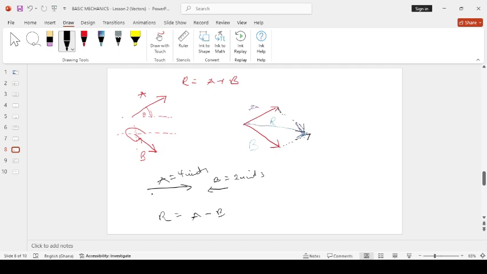because assuming that moving from the left to the right is positive, and moving from the right to the left is negative, and A has a higher magnitude than B, the resultant is going to be A minus B, which is 4 minus 2, equal to 2 units as the resultant. This is only for vector quantities that have the same direction and are parallel.